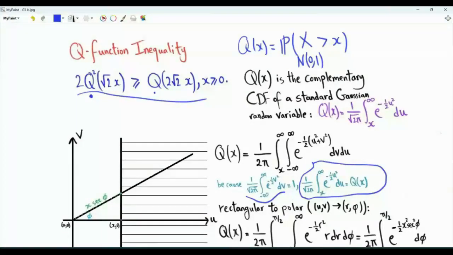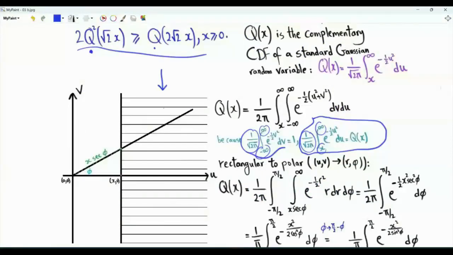And this integral is equal to 1 because it is the integral of the PDF of a standard Gaussian random variable. If we multiply these together, we get the Q function, Q of x, equal to 1 over 2 pi, and then we have the double integral of e to the minus 1/2 (u squared plus v squared). V is from minus infinity to infinity, and u is from x to infinity. This is the domain of integration in the uv plane.